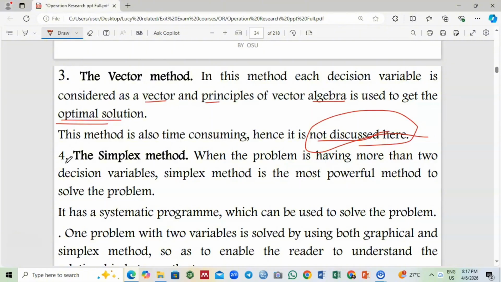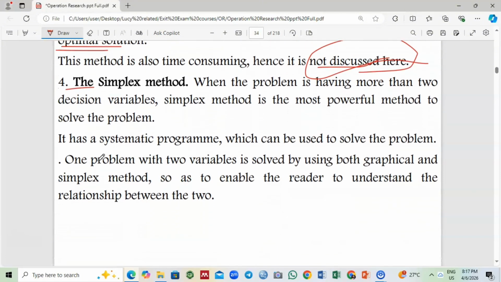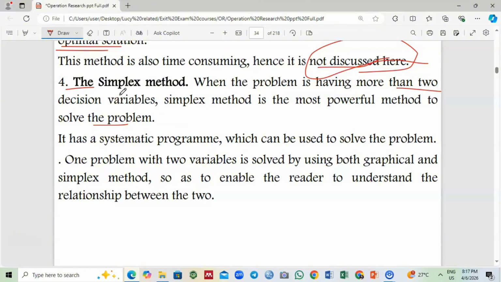The fourth one is the simplex method. So when the problem has more than two decision variables, the simplex method is the most powerful method for solving the problem. Look carefully: when our problem has more than two decision variables, we use the simplex method. Therefore the simplex method is an almost powerful method to solve problems.